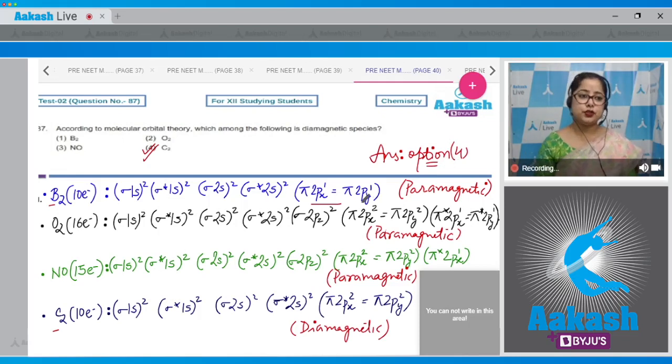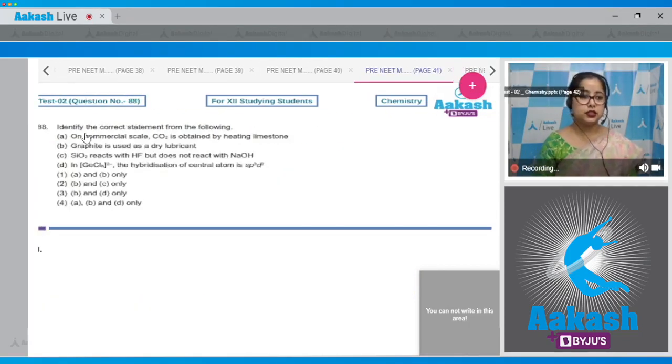Moving to next question, students, which is question number 88. Let's read it. Identify the correct statement from the following. Students, in this question we are given 4 statements and we have to identify the correct one. So starting with number 1, on commercial scale, CO2 is obtained by heating limestone. Students, this is a correct statement, as on heating limestone, that is CaCO3, CO2 is prepared commercially.